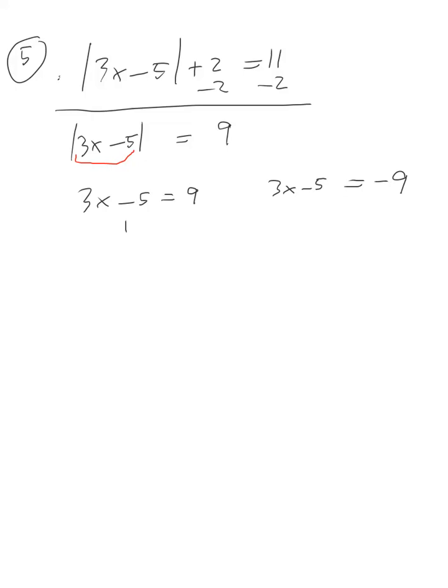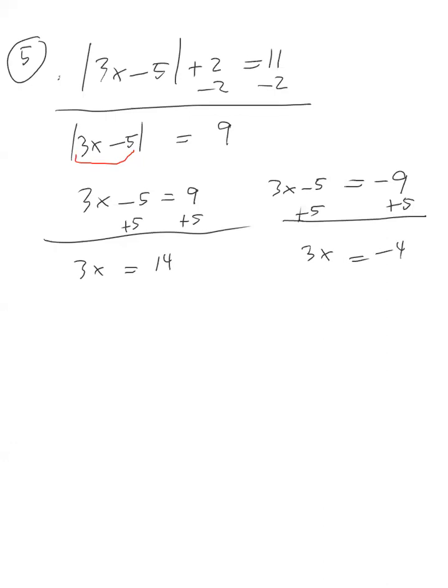Next, I'm going to add 5 to every side. Next, I'll divide all the way across by 3. If I do that, I'll get x equals 14 over 3, and x equals negative 4 over 3. So those are the two solutions to example number 5. Next, let's look at example number 6.